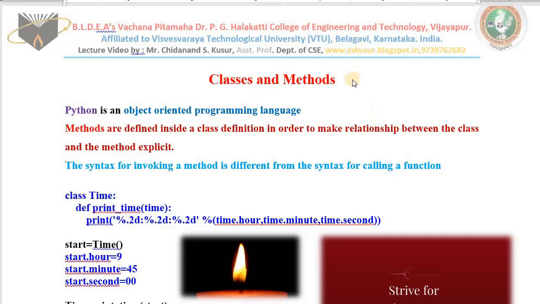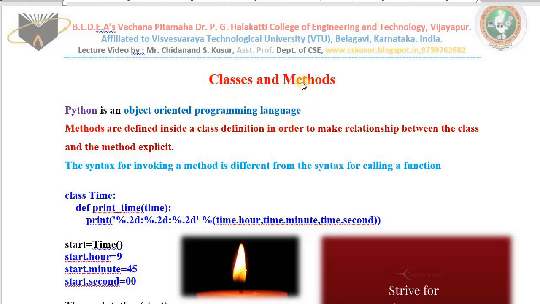Functions and methods almost both are same. Both will do specific task only. Function is also a subprogram, method is also a subprogram. Both will do specific task only. But we can write the functions inside the classes or outside the classes. Both the provisions are there. But we need to define the methods inside the class only.